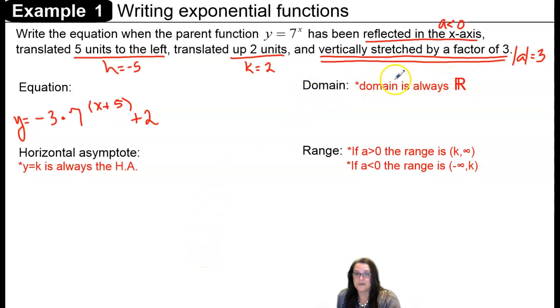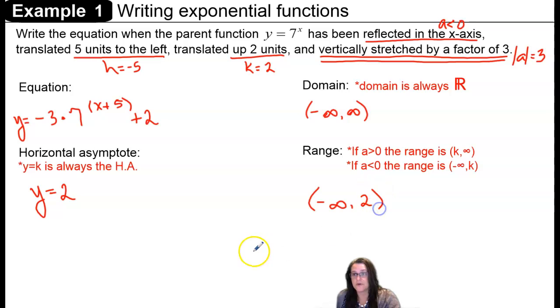Okay, the domain is always all real numbers, so the interval -infinity to +infinity for an exponential function. The horizontal asymptote is the k, so y equals 2 would be the equation of the horizontal asymptote. And then the range. So since there has been a reflection in the x-axis and my k is equal to 2, I know that my range is negative infinity to 2, non-inclusive.